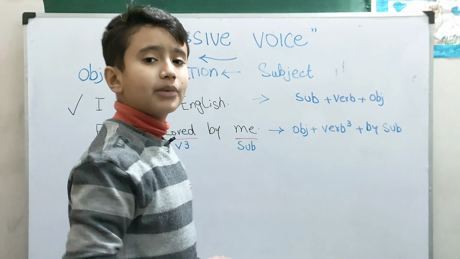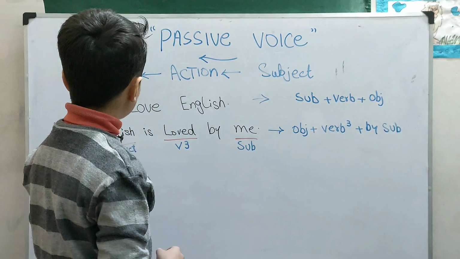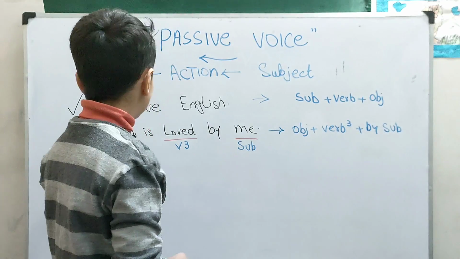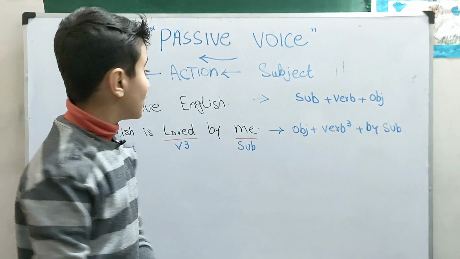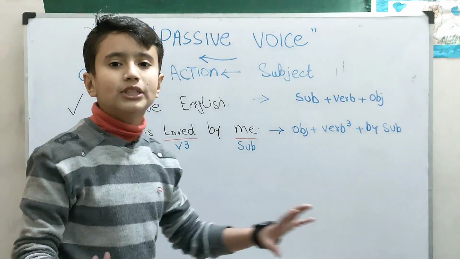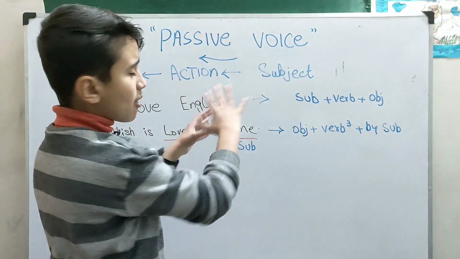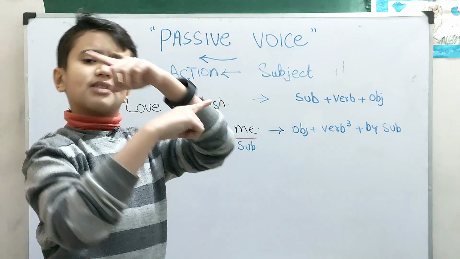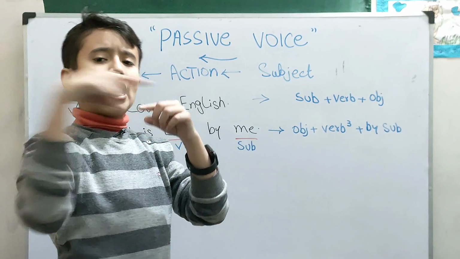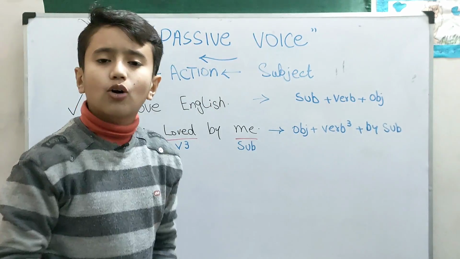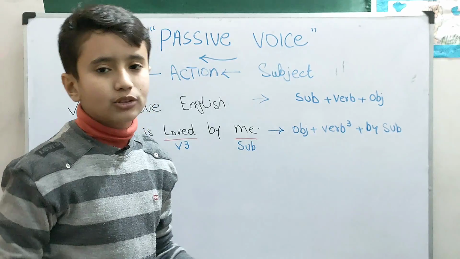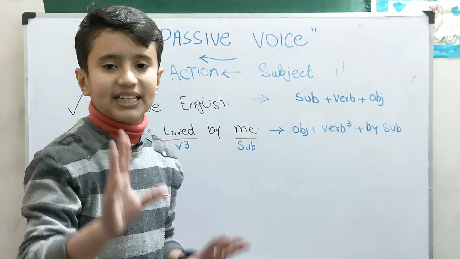So for example, we can make other sentences. My mother is loved by me. Cricket is loved by me. You understand this is very easy, no need to take tension. It might seem a bit complex, that the arrow is going here and there, but it is not as complex as you think. This is just for clearing your mind.